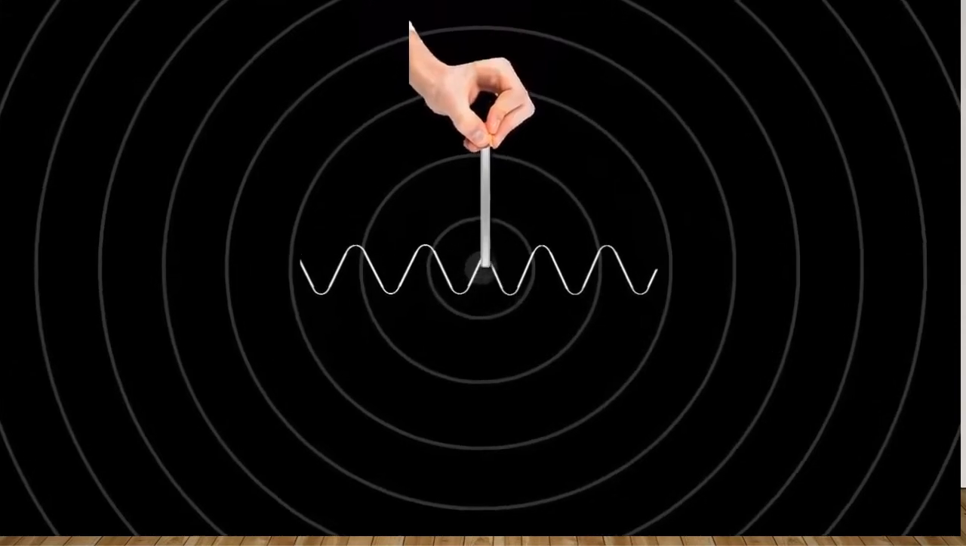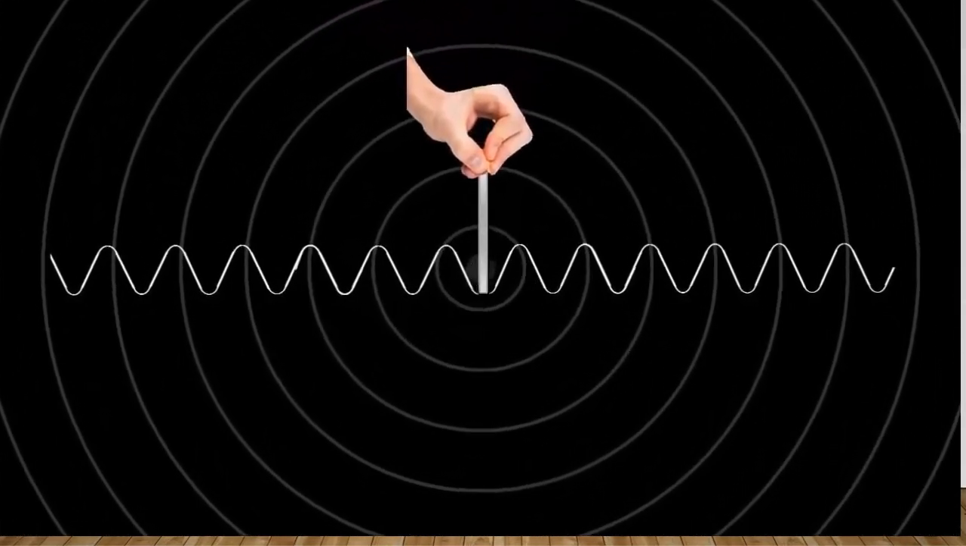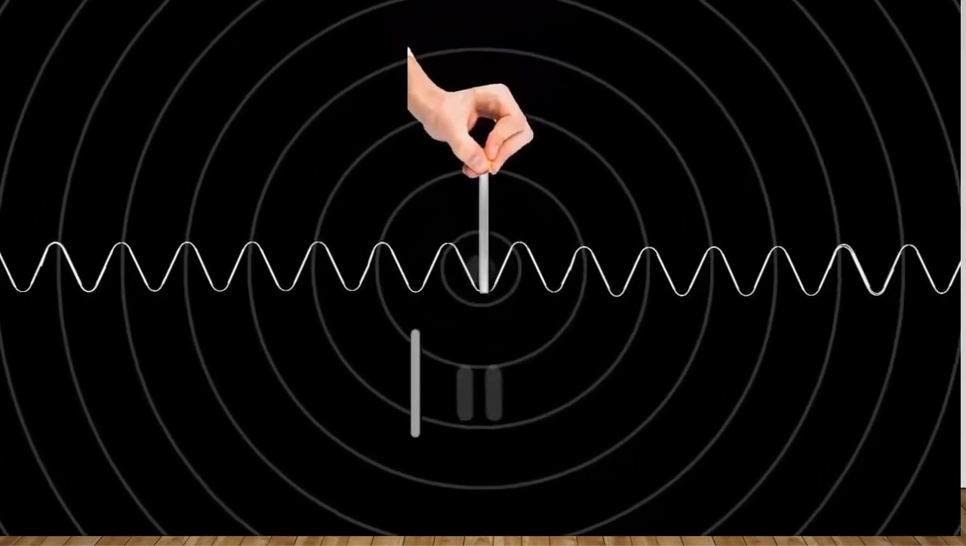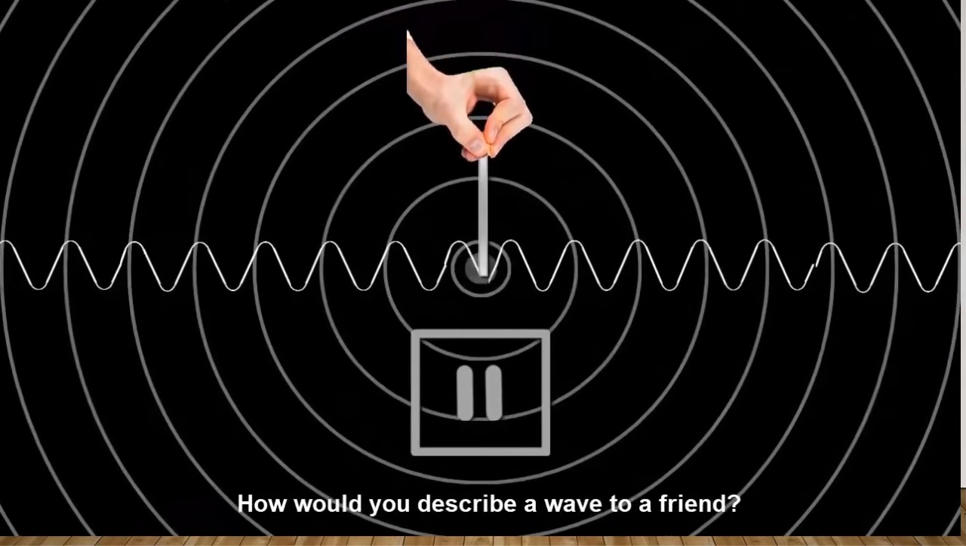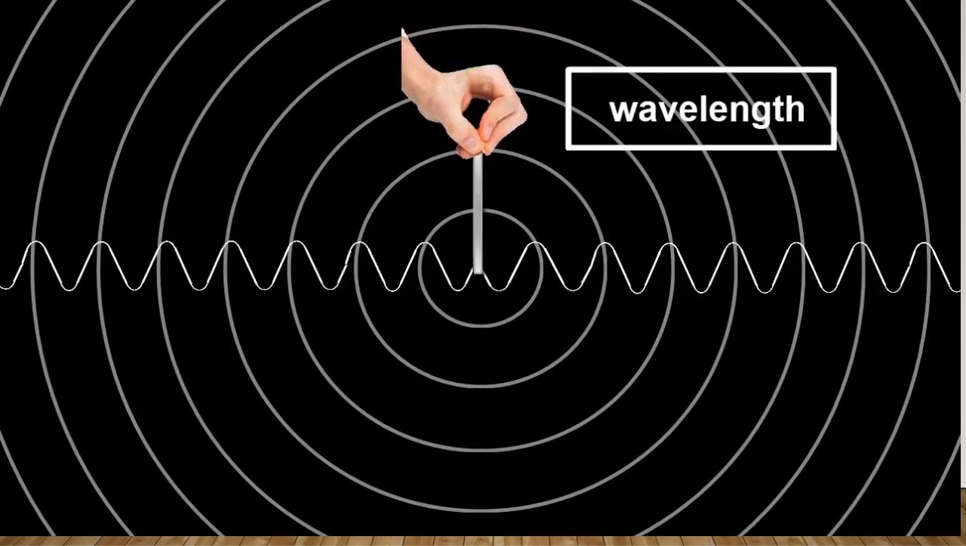We can also show the waves side on, where it's easier to see what's making them. For example, here a rod is being dipped in and out of the water. How would you describe a wave to a friend? We can describe the waves using their wavelength, which is the distance between their crests. It's also the distance between their troughs, because this is the same distance. We'll call the wavelength lambda, which is a letter that stands for L in the Greek alphabet.